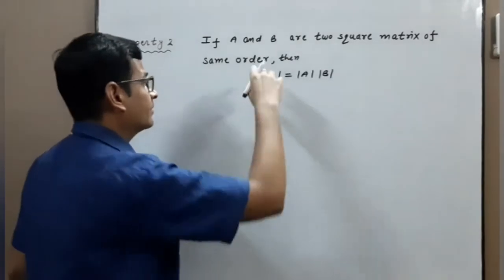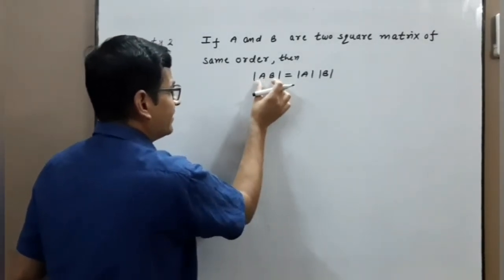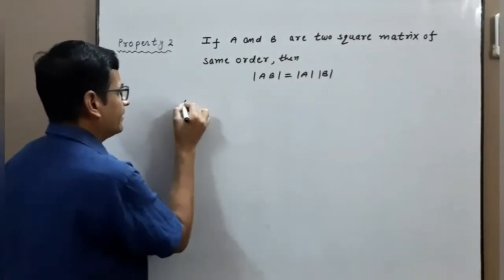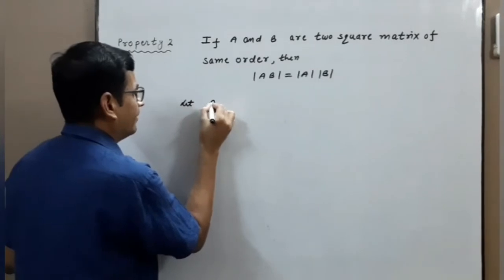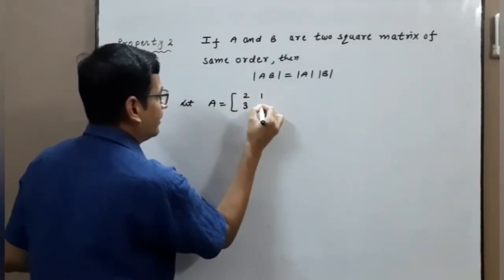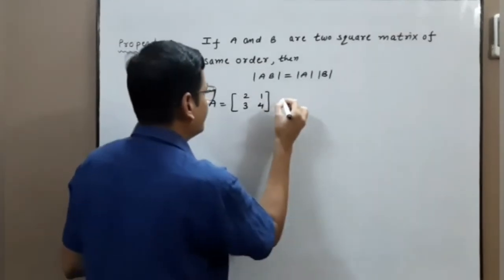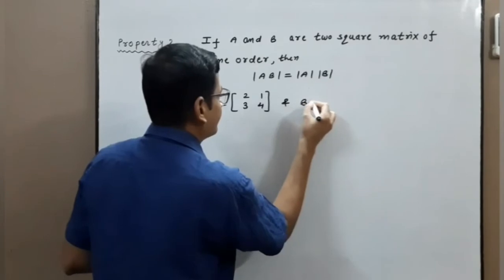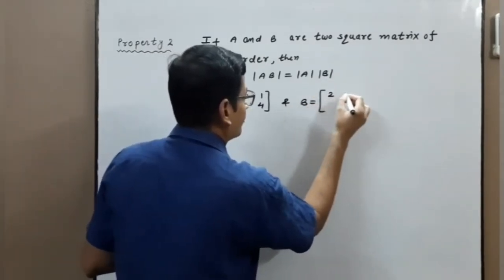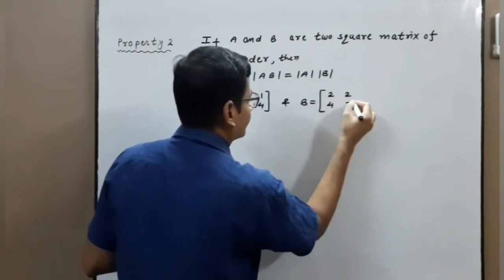Next property. If A and B are two square matrices of same order, then determinant of product of two matrices equal to product of their individual determinants. Let A is equal to [2, 3; 1, 4] and B is equal to [2, 2; 4, 3].